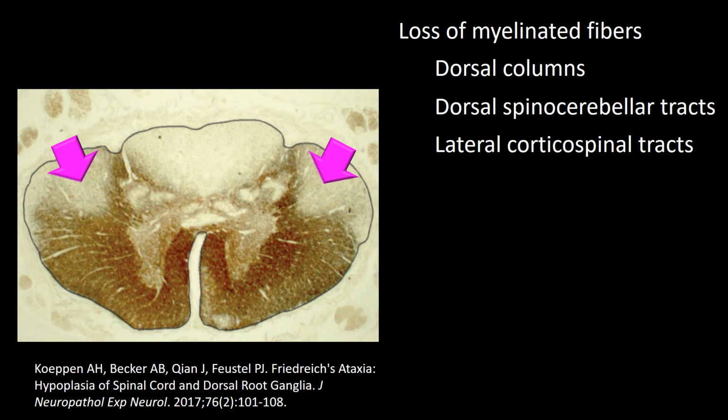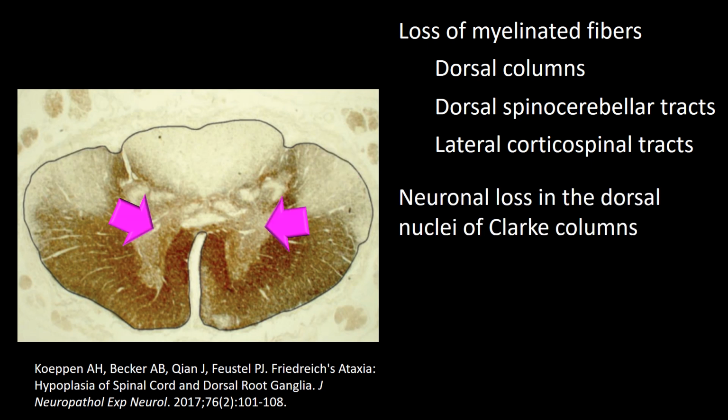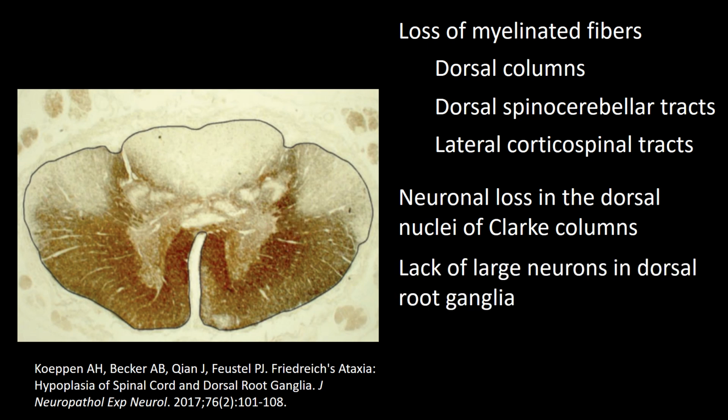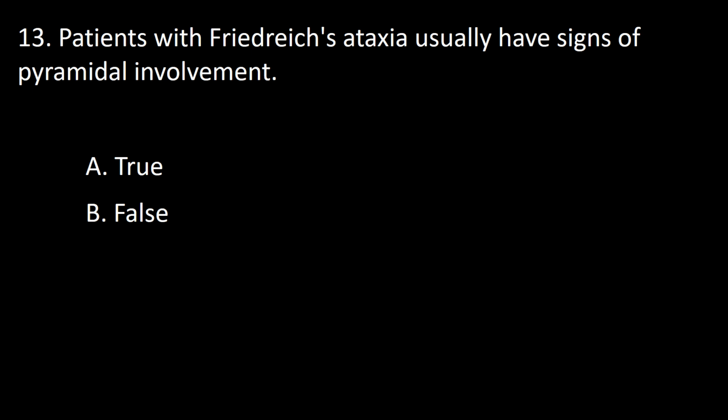In addition to tract involvement in Friedreich ataxia, we find neuronal loss in the dorsal nuclei of Clarke, which we cannot see in this specimen. Lack of large neurons in the dorsal root ganglia, and poorly myelinated sensory nerve fibers. So the answer to this question is A.